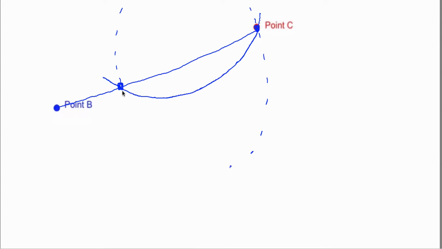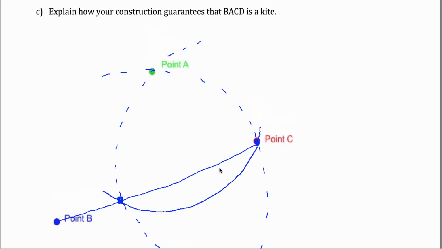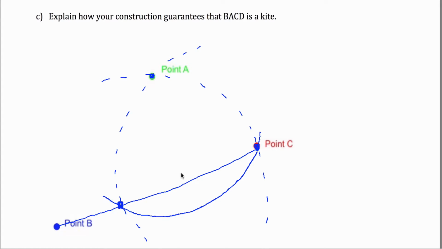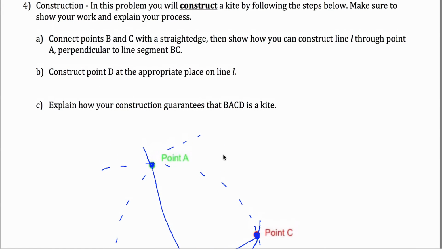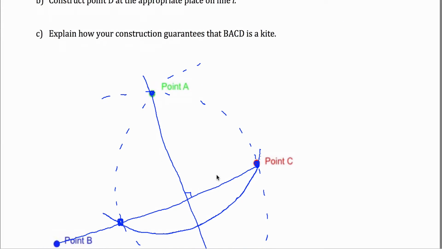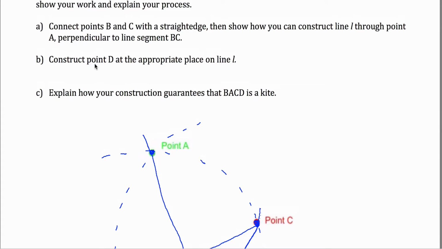It'll look something like this. And you'll say, whoa, those arcs intersect at 2 points, down here and exactly here. And if I connect those two with a straight line, I'll get a right angle right here. So for part A, I guess I've shown how I can draw a line through A perpendicular to that line segment BC. Now I want to construct point D at the appropriate place on line L.